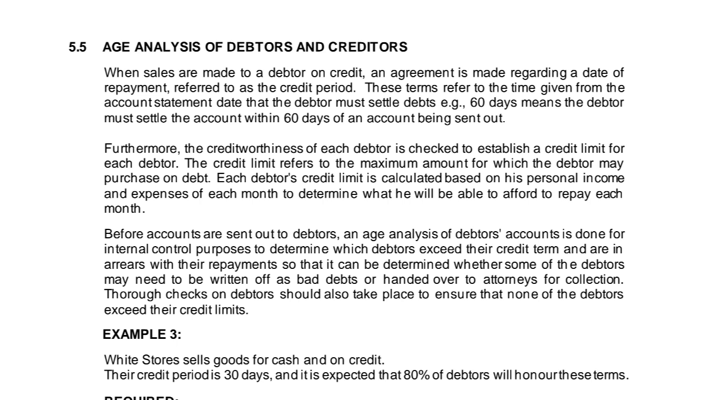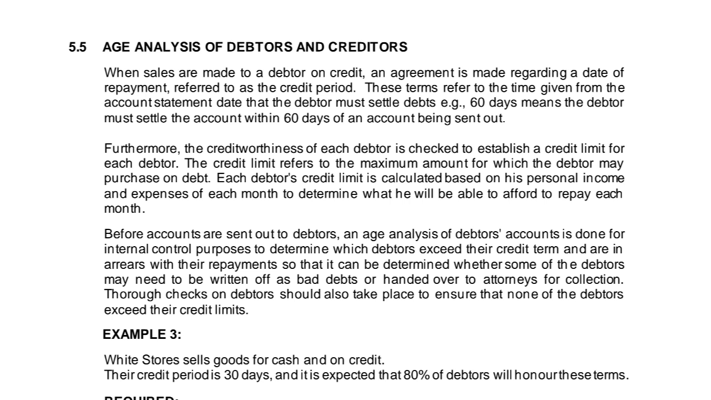5.5 Age analysis of debtors and creditors. When sales are made to a debtor on credit, an agreement is made regarding a date of repayment, referred to as the credit period. These terms refer to the time given from the account statement date that the debtor must settle the debts. For example, 60 days means the debtor must settle the account within 60 days of an account being sent out. Furthermore, the credit worthiness of each debtor is checked to establish a credit limit for each debtor.